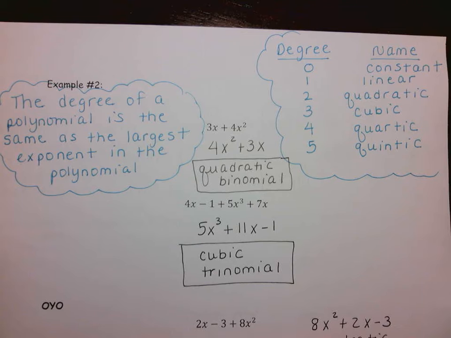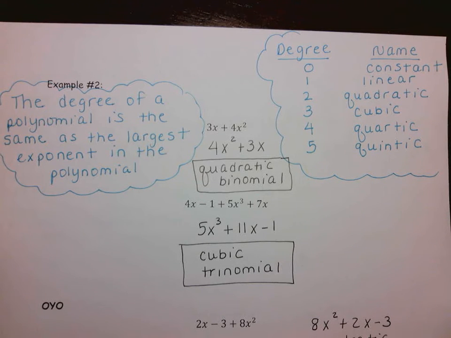Example number 2. Now we are going to name and classify polynomials. So in lesson 1 in chapter 8, there is some memorization, but it's not too difficult. You do need to memorize the names for the different degrees of polynomials. And you can have a polynomial that has a degree higher than 5, but for Algebra 1 right now, that's all I'm going to ask you to memorize. So the degree of a polynomial is the same as the largest exponent in the polynomial.